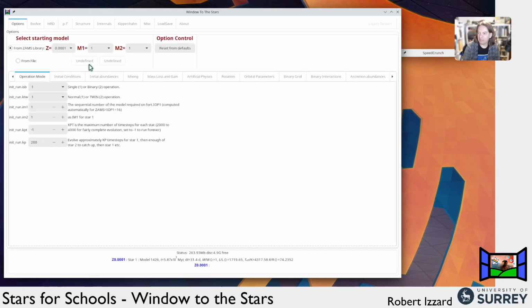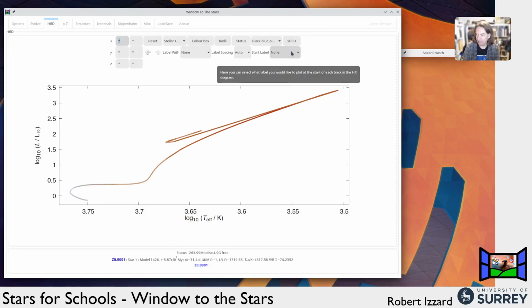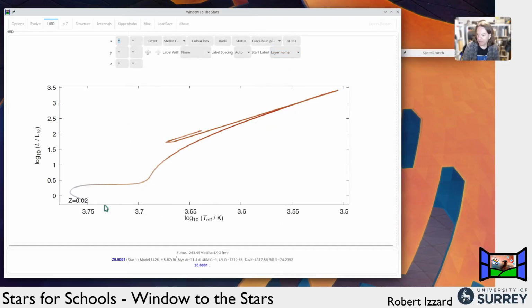You probably recognize Window to the Stars. This is the standard Window to the Stars. And what I've done here is to run a track. This is the evolution of a star with a metallicity of 0.02. So that's pretty standard. That's what it comes out with by default when you run it. And I can label the beginning of it. There we go. Z is 0.02.